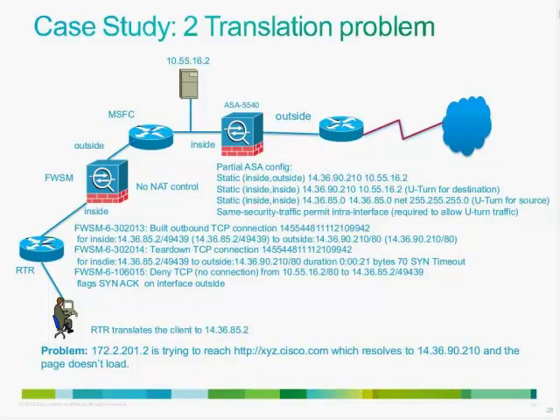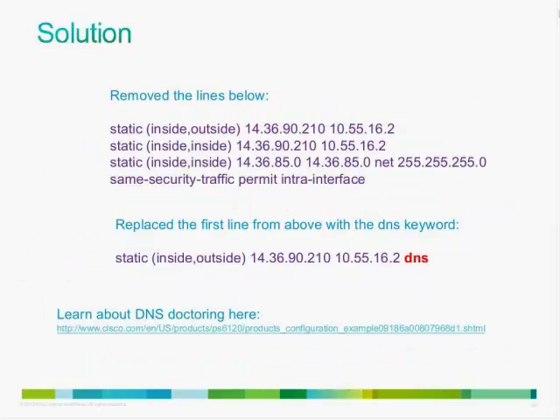My God, this is a big mess. We can't load this website. So how do we solve this? The good thing about this case was the fact that the DNS request went through the ASA all the way out to the internet and got the resolution. So we could have very simply fixed the problem by doing this. Remove all of these lines from the ASA's configuration. Just leave the very first line, or replace the very first line with the DNS keyword.